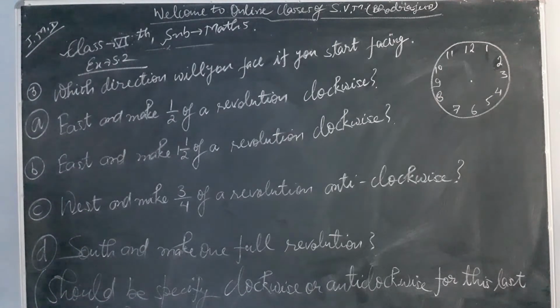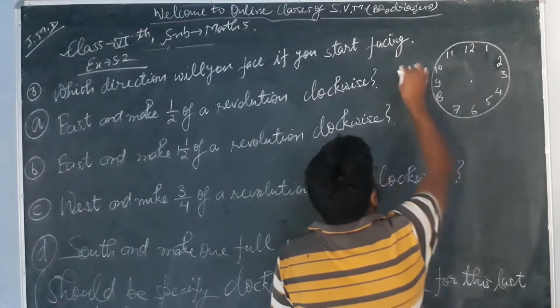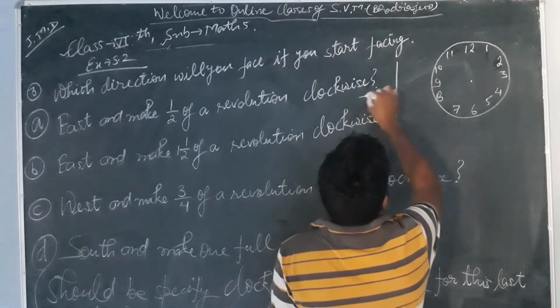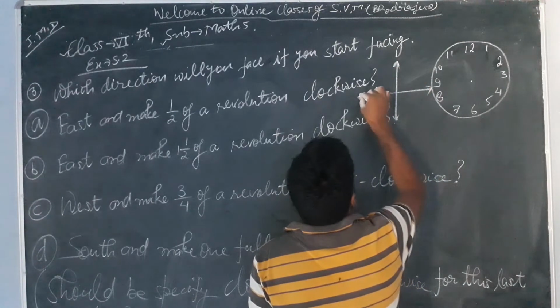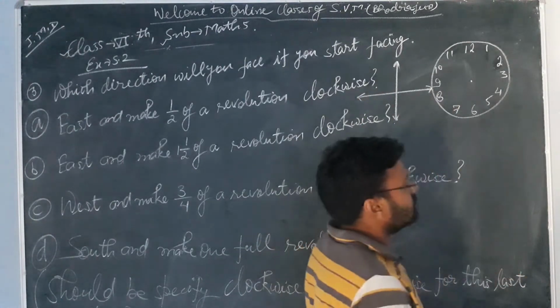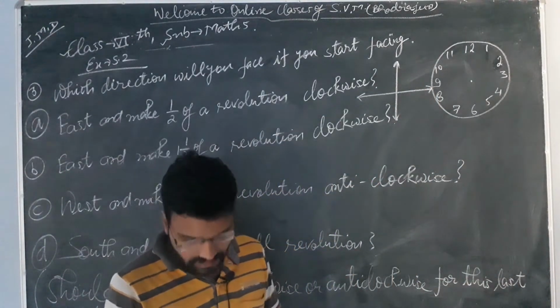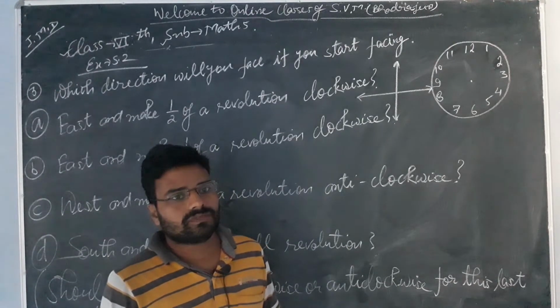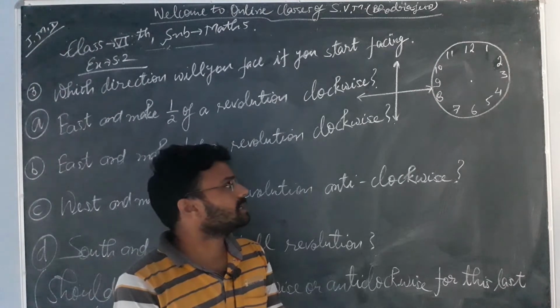Okay, so our first one is east and make half of a revolution clockwise. Actually, this is our clock and this is the sign convention of directions for all the four directions. Actually 10 directions are there, but 3 main directions are there.